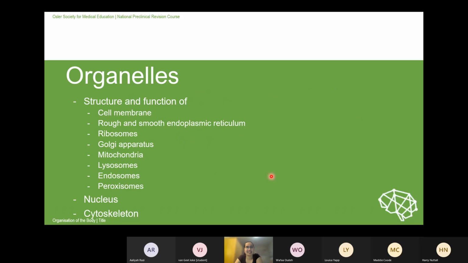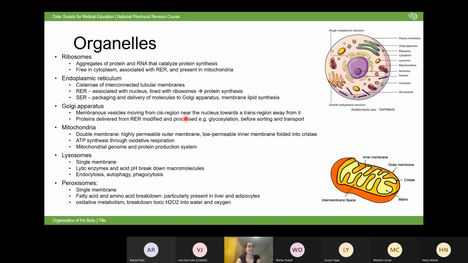So this is the first section, which is on organelles, which are the substructure within a cell. And throughout the presentation, the slides are going to be pretty word heavy. So don't worry about writing down everything I'm saying, just listen and you'll get the slides at the end.